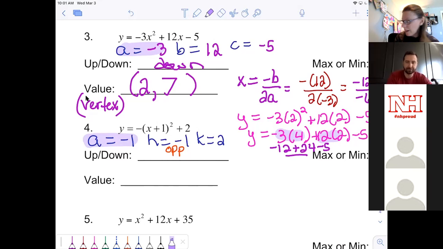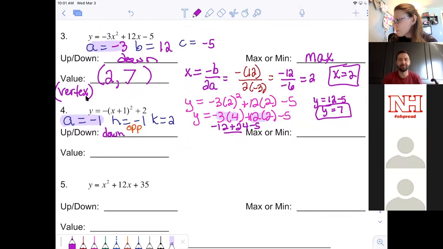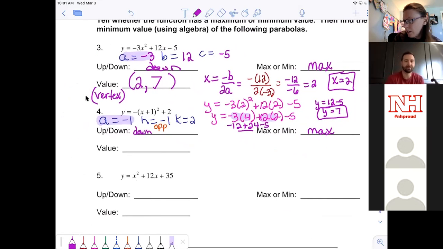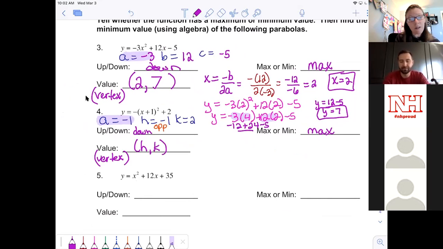Down. Yeah, it's going to go down. So this graph is going to go down. And again, just like the last one, every time it goes down, it's a max. And then we're still finding the vertex. But this time, the vertex is H and K. You don't have to do any work because we already have H and K listed.